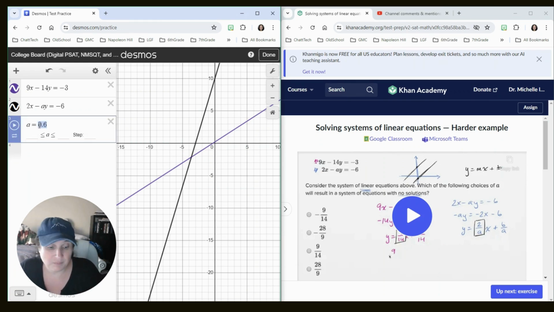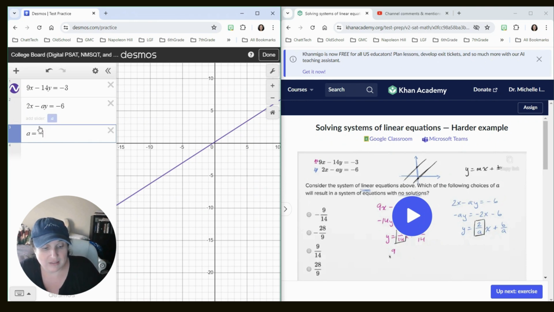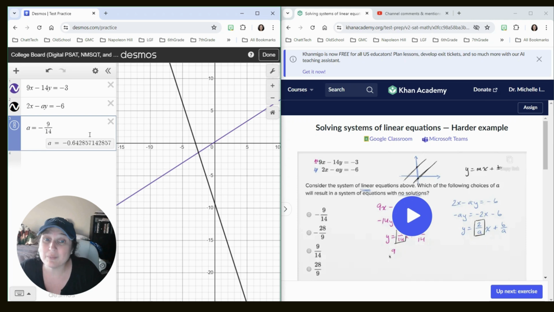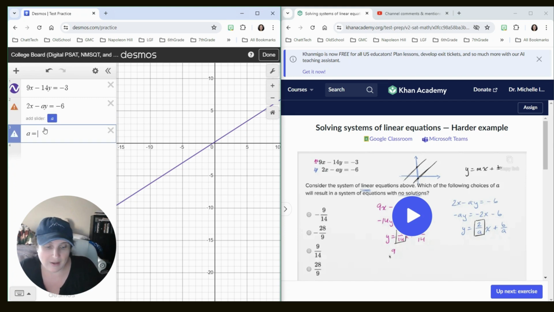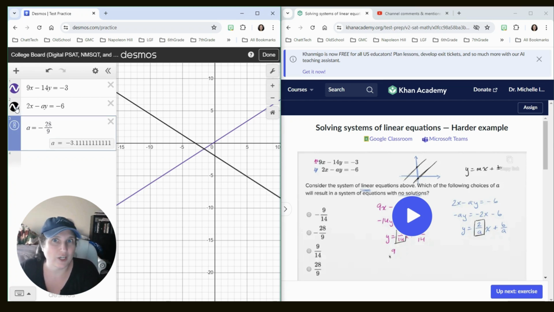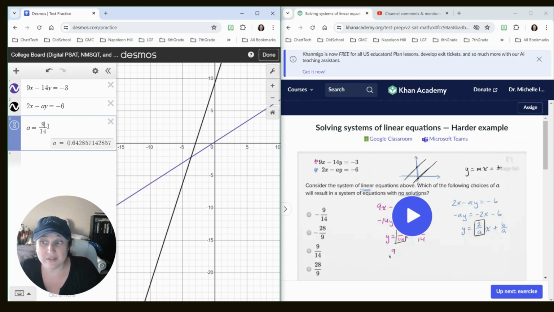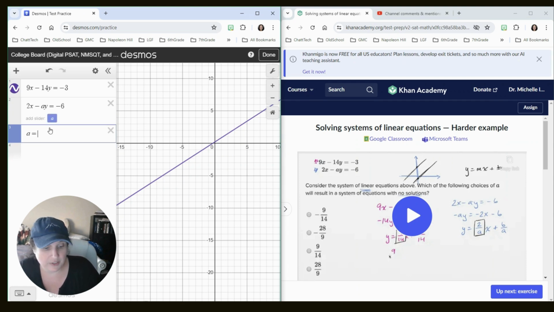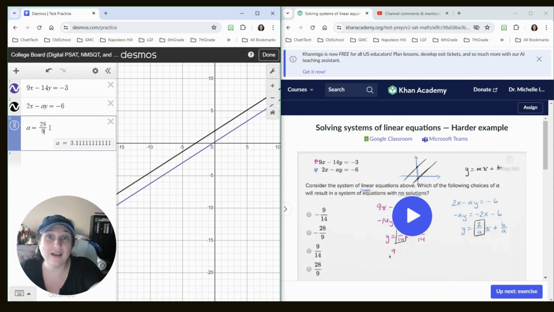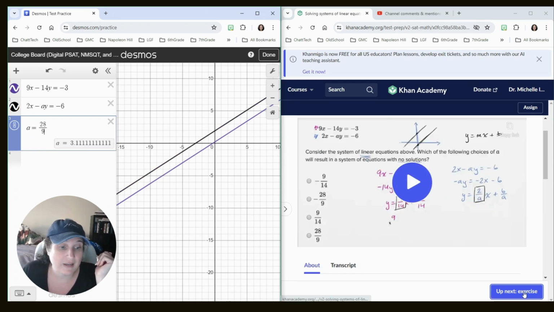So I'm going to just type in negative 9 divided by 14. Nope, those lines aren't parallel. Now, hopefully right away you notice that this purple line is positive. So technically speaking, you might be thinking, oh, I only need to check the positive ones. But it doesn't take long to type in a couple numbers, so I say just leave it in and look at it. Those intersect, so that's not no solutions because they intersect. That intersects, so it's not that one. So it's got to be the last one, which is 28 divided by 9. Parallel lines, that's your answer, 28 divided by 9.